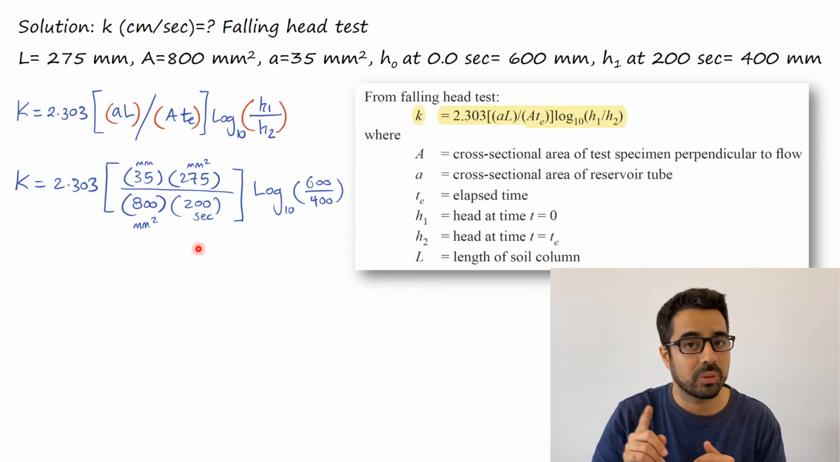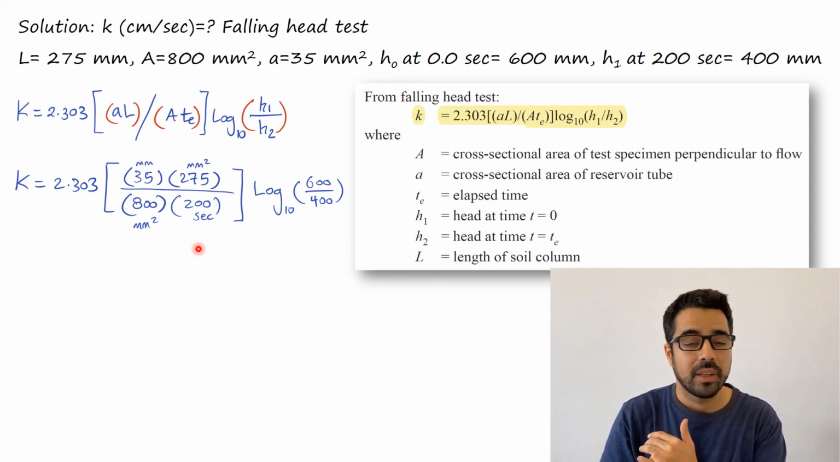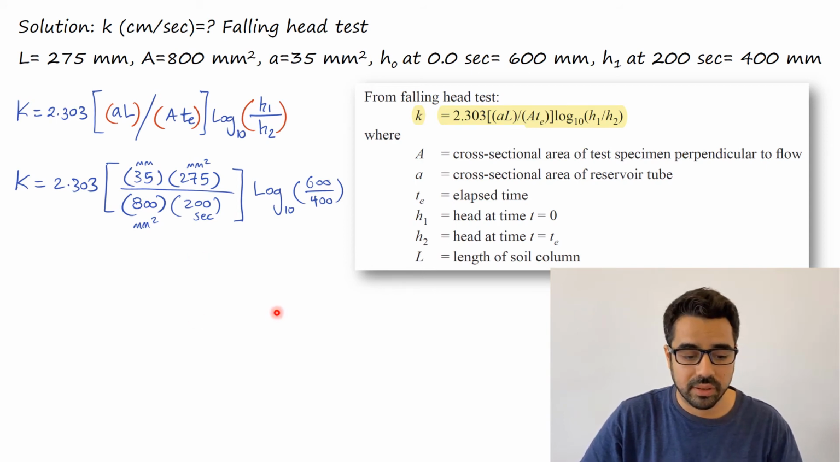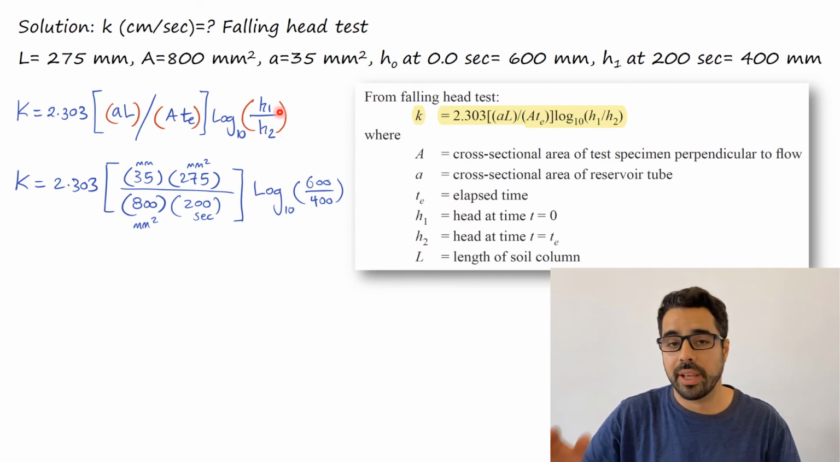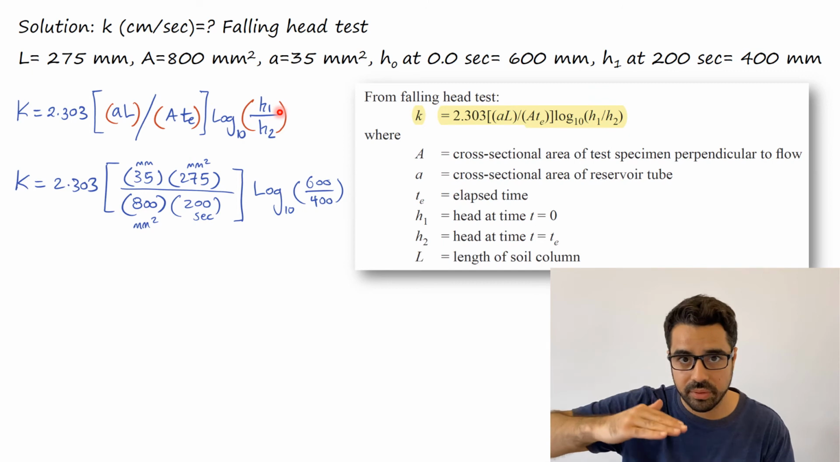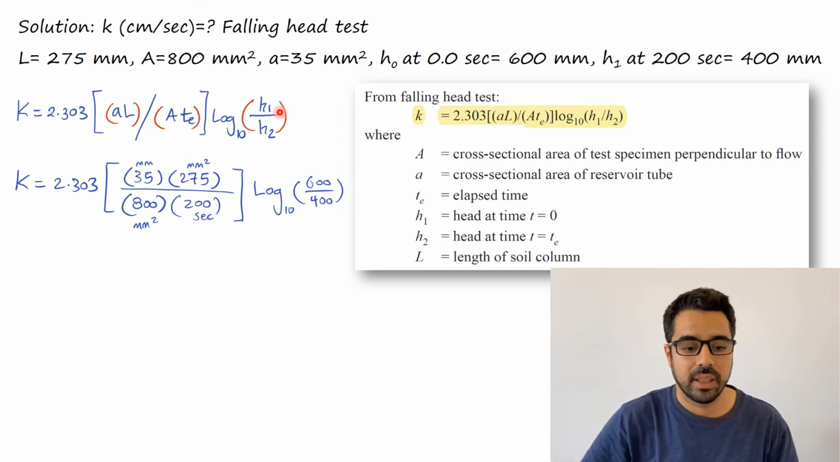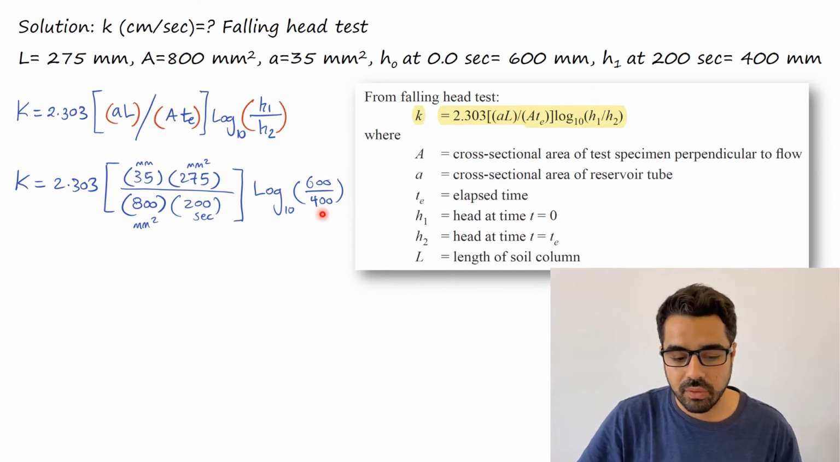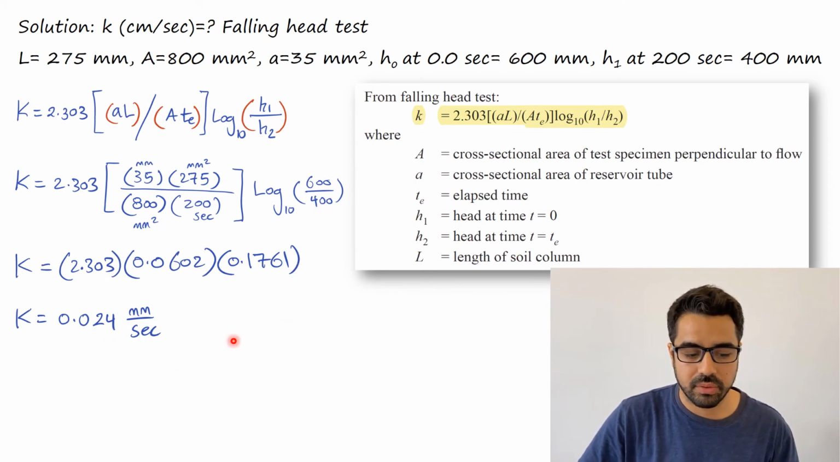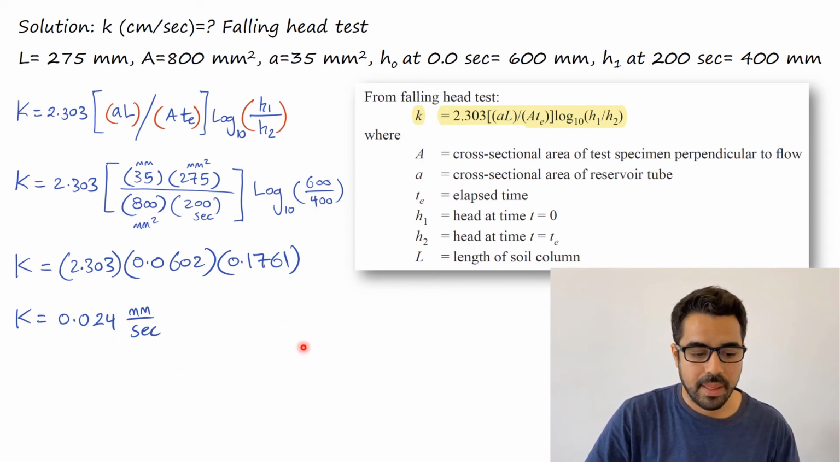So we put that. Please pay attention to the second or minute because it's going to make a lot of difference in your answer. And then we use the log of 600 over 400. H1 has to be bigger than H2 because it's a drop. We're reducing the elevation in the head. So 600 over 400, and that's basically going to give us 0.024 millimeter per second.